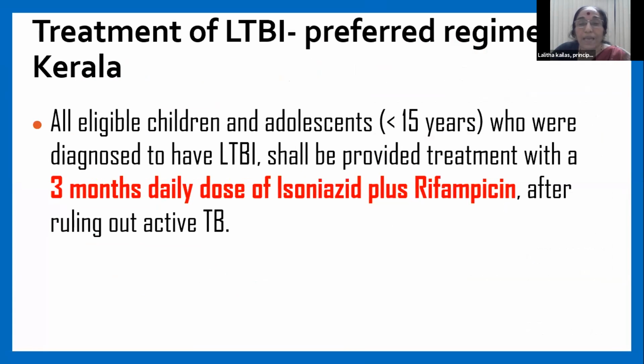So what we have chosen in Kerala is that all eligible children and adolescents less than 15 years who are diagnosed to have LTBI by a positive IGRA shall be provided treatment with 3 months of daily INH plus rifampicin after ruling out active tuberculosis. The whole sentence is important: all eligible children and adolescents, eligibility we have already discussed, who are diagnosed to have LTBI by a positive IGRA should be treated with 3 months of daily INH and rifampicin, of course, after ruling out active tuberculosis.